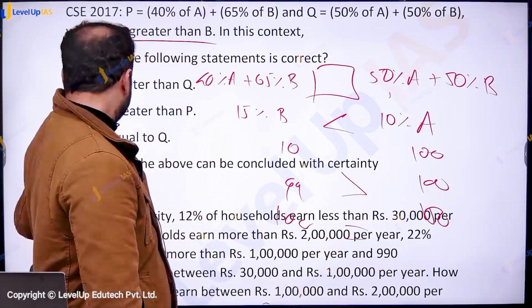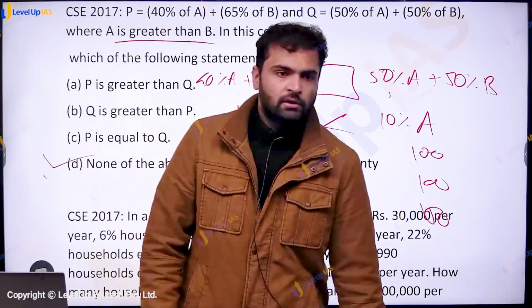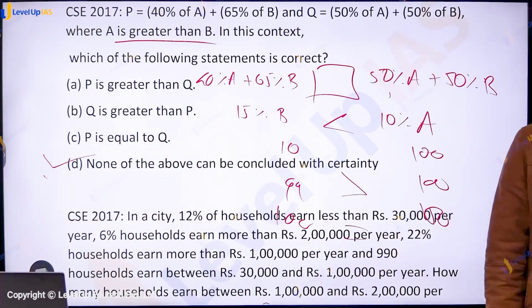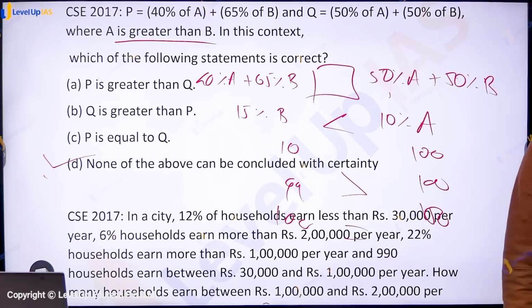So the answer of the question is none of the above can be said with certainty, because it depends on what values of A and B we choose. It depends on how much A is bigger than B.